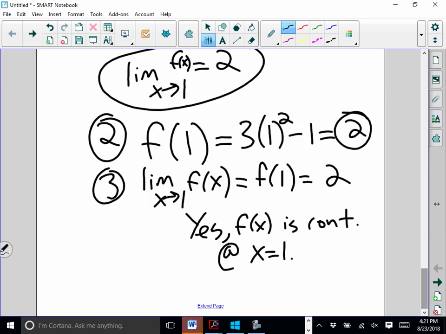Okay? So I really want you to run that through your head. Step 1, limit exists. Step 2, function's defined. Step 3, limit equals function at that point.